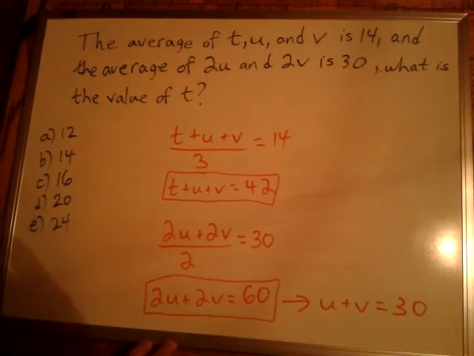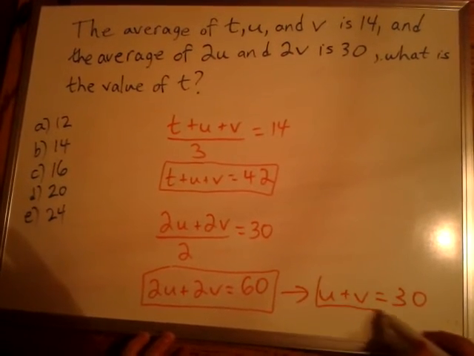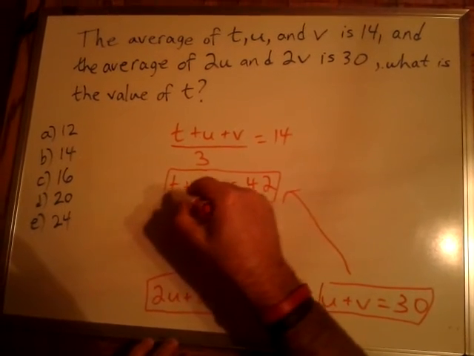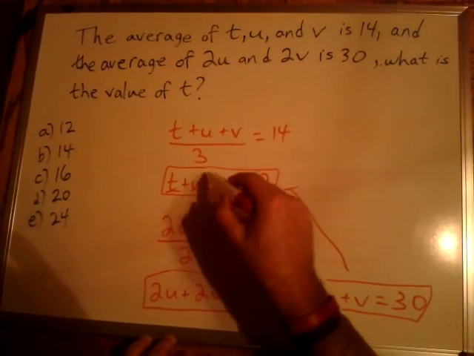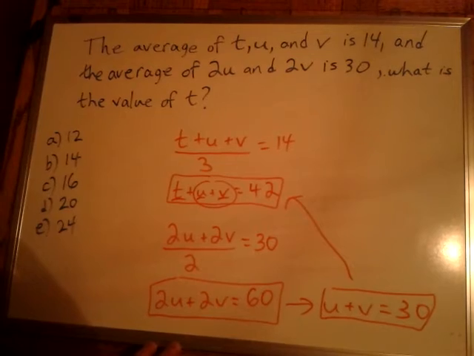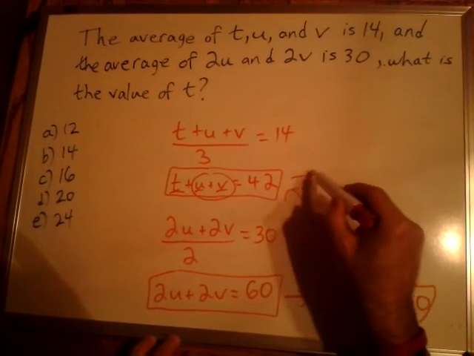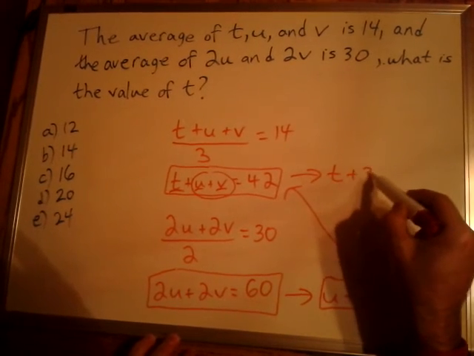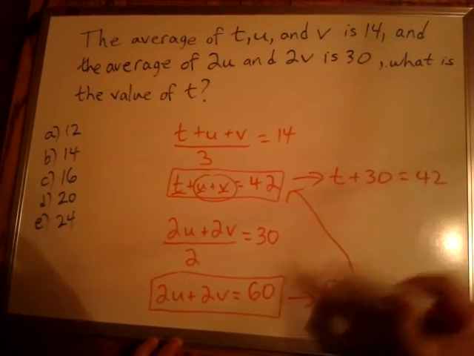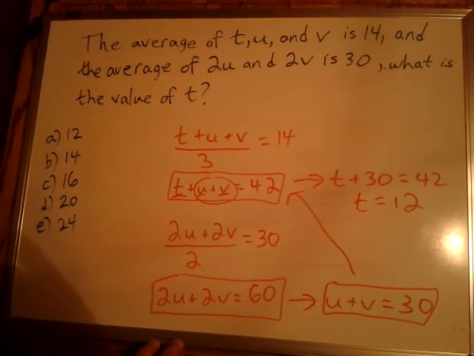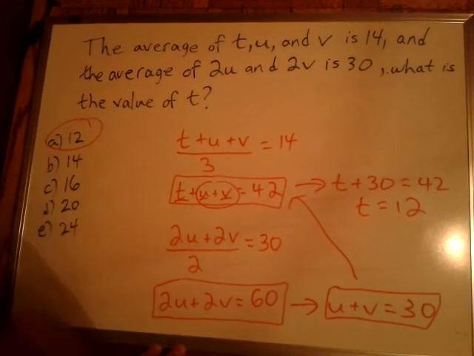And now we should have it, because we know if u plus v is 30, and u plus v plus t is 42, well, I don't know what u and v are individually. It doesn't really matter. I just know that they add to 30. So that really looks like t plus 30 is 42. Move the 30 to the other side. We get t to be 12. And there you go.